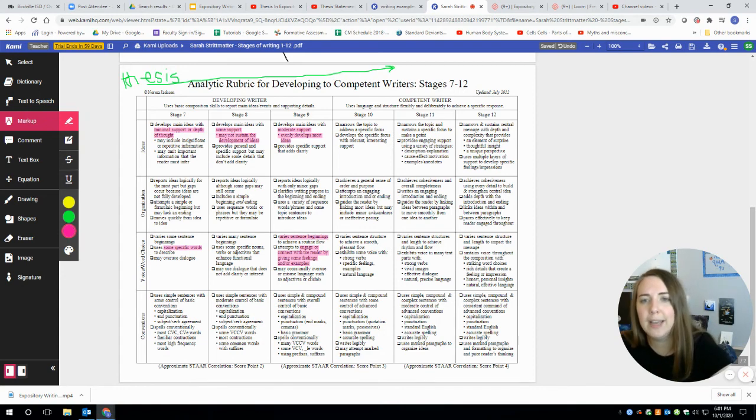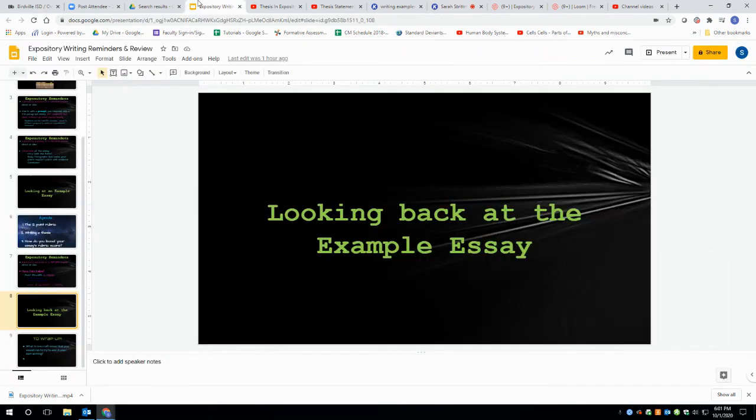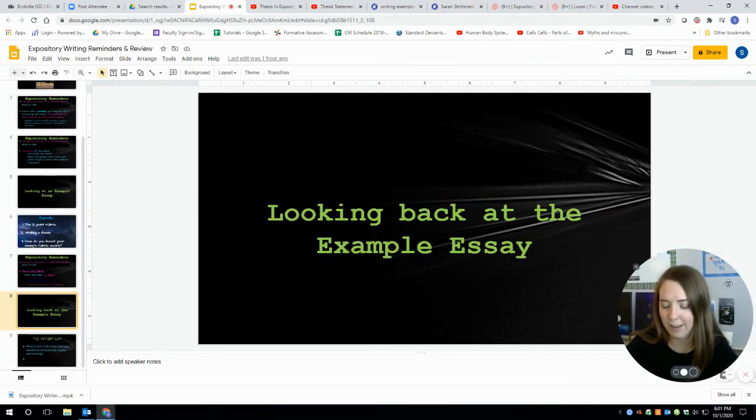So I want you guys to kind of look at some of the differences going from 7 to 8, from 8 to 9, from 9 to 10, and really see what you can do. As far as convention goes down here, the more correct your punctuation and spelling are, the higher you're going to score. So really focus more on these top 3 rows. Okay, we'll do the example essay in the next video.